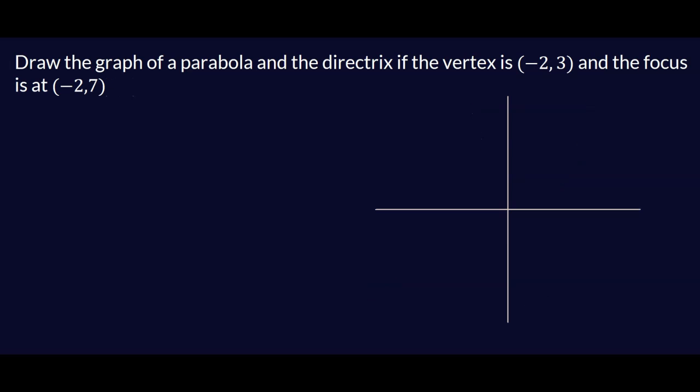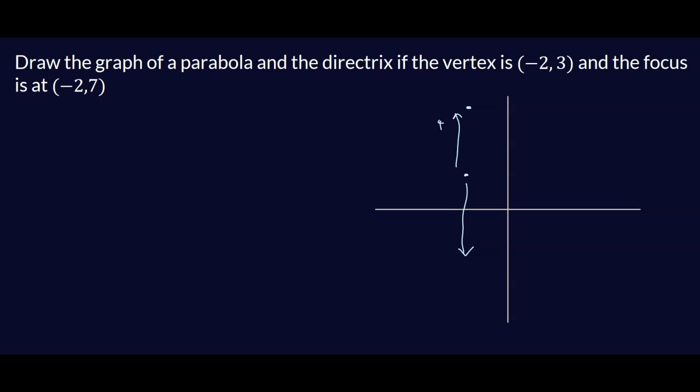Draw the graph of a parabola and the directrix rather, if the vertex is at -2, 3. So this is our vertex right here, and the focus is at -2, 7. So you can see that right here, -2, 3, -2, 7. Oh no, that's wrong. I did negative. So what we're going to do is we have -2, 7. So that's right about here. So we're going 4 units in this direction. So your directrix is going to be 4 units in that direction.